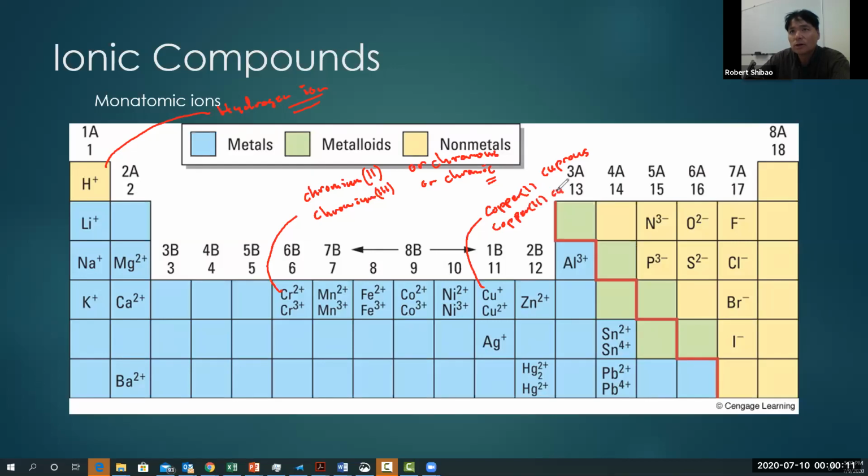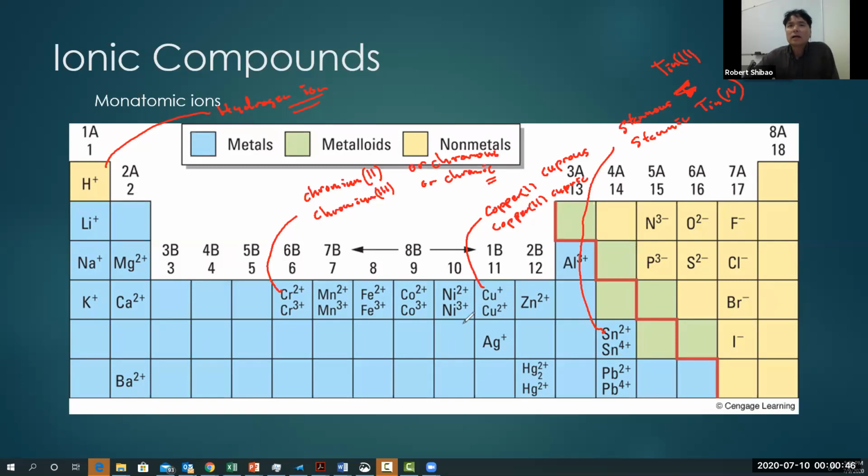And so this is cupric. Ous goes to the lower charge, ic goes to the higher charge, regardless of what that charge is. And so we look at tin here. Tin, we use the Latin name, stannous. Stannous is the lower charge. Stannic is the higher charge. In other words, stannous is tin Roman numeral 2, and stannic is tin Roman numeral 4. That's how we name it.